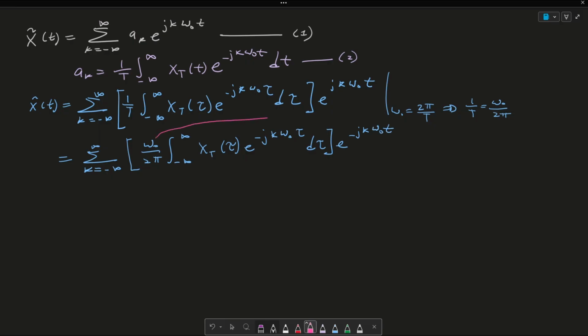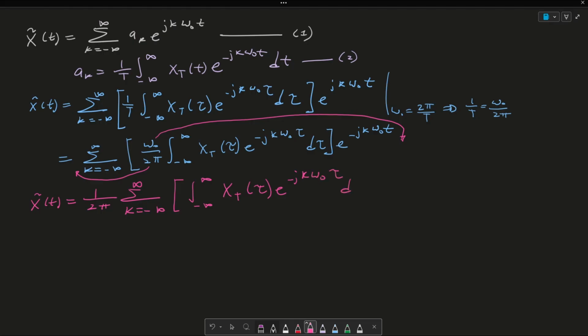Let me move this omega naught to the front here and move this 2 pi to the front here. So then I get x tilde of t is equated to 1 over 2 pi, the sum as k equals minus infinity to infinity, times the integral from negative infinity to infinity of my window function x_T of tau e to the minus jk omega naught tau d tau, e to the minus jk omega naught t, times omega naught. So now hopefully we can see what we need to do to this equation to get x of t.